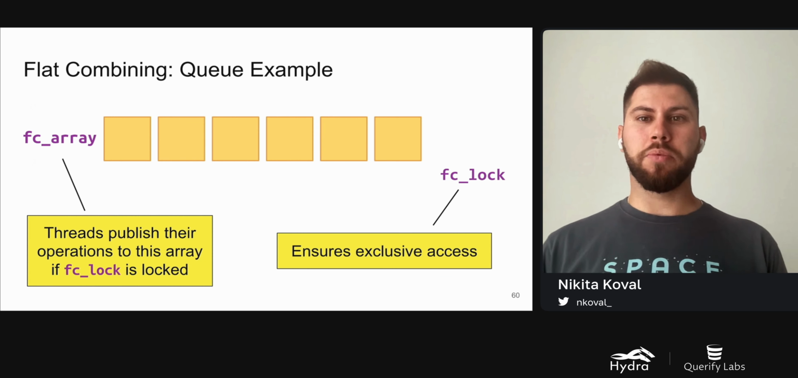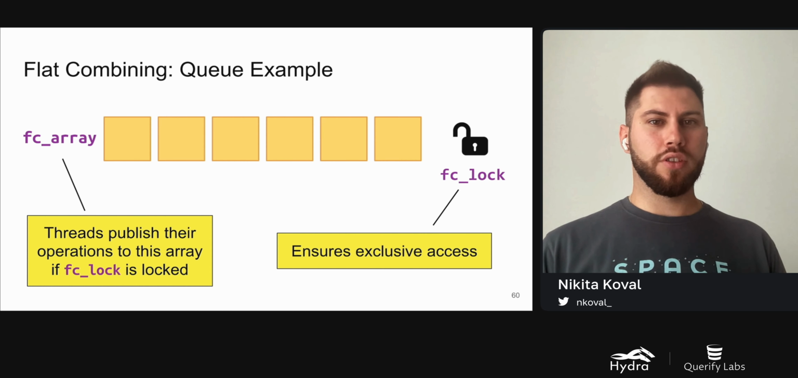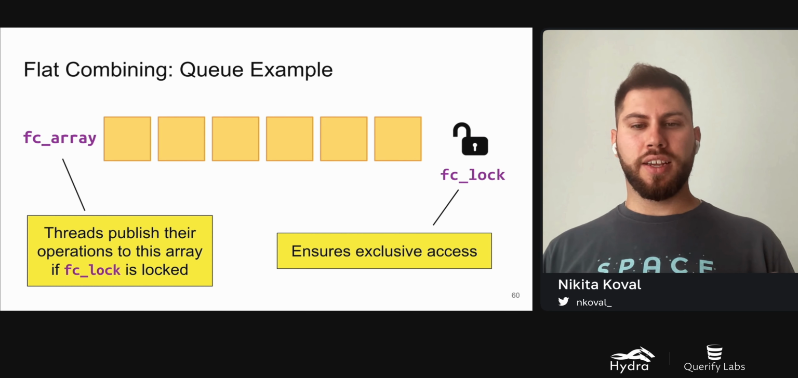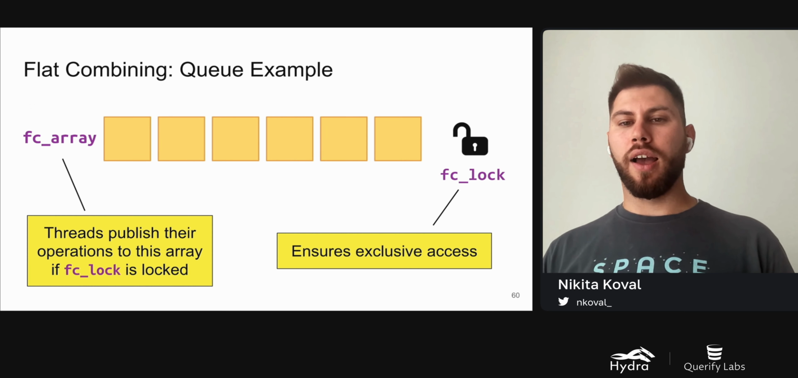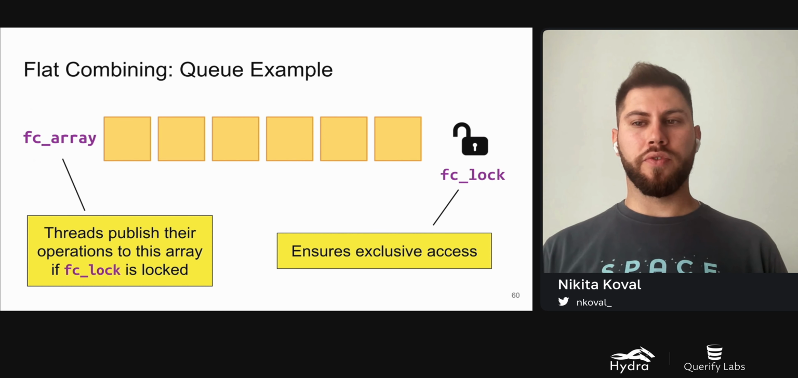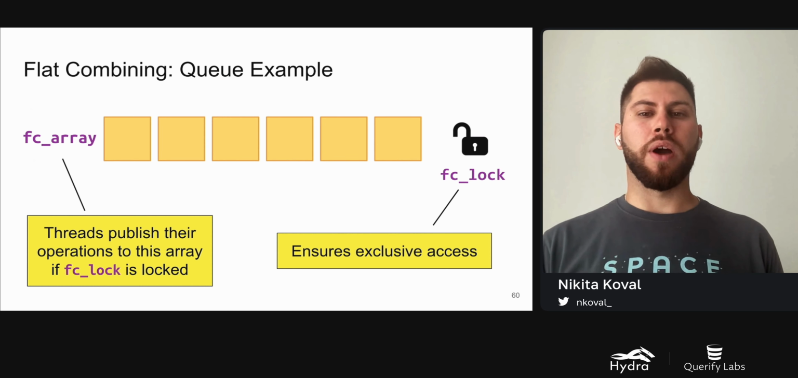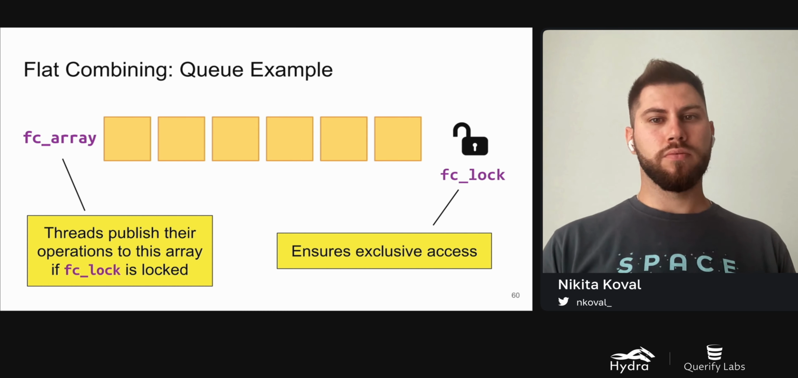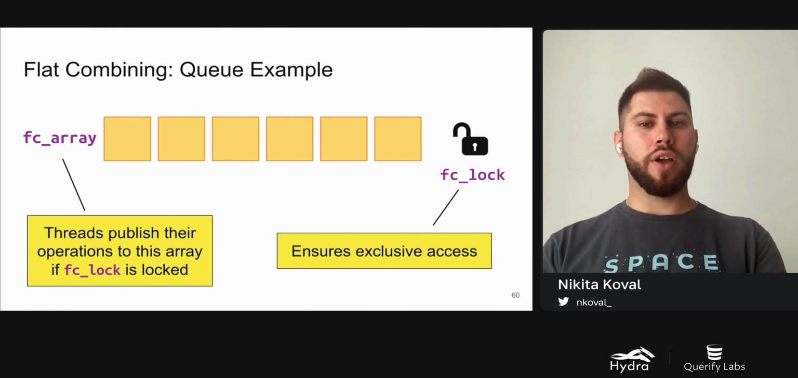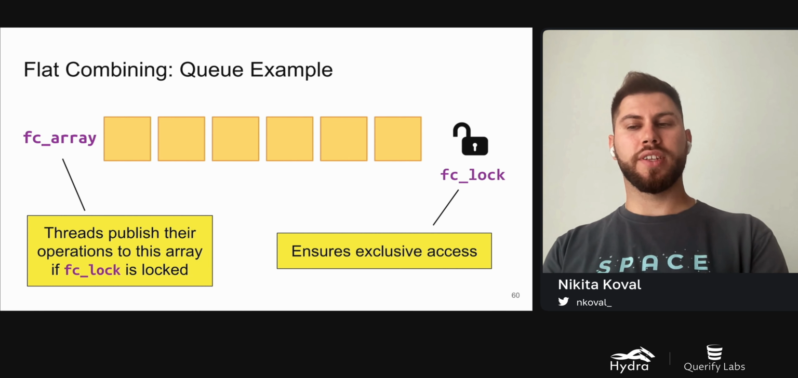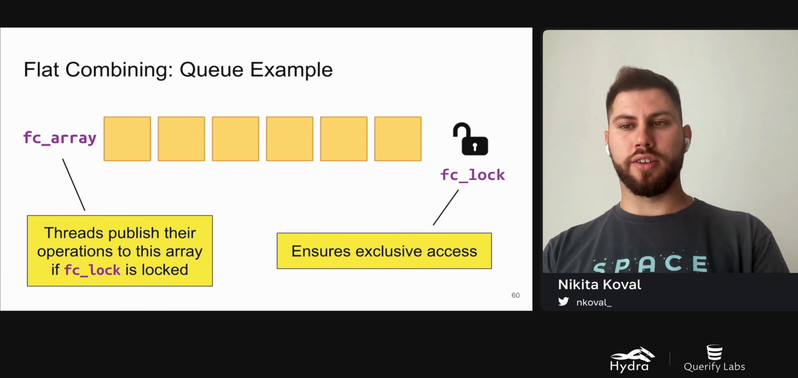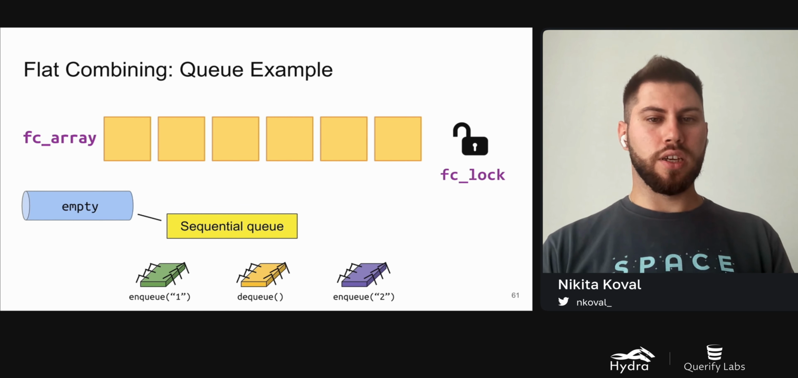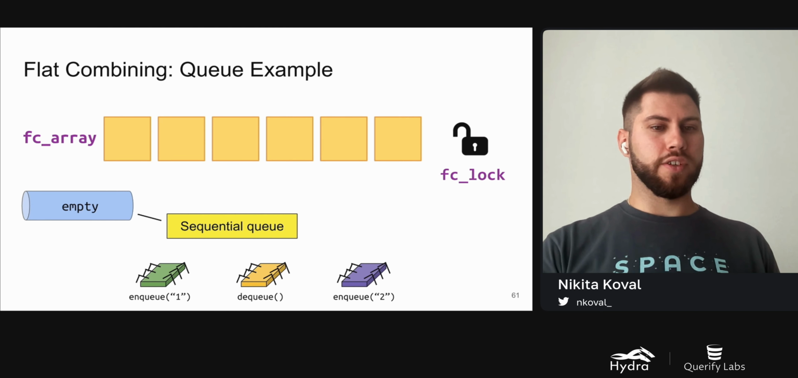Let's take a look at an example. Let's build a queue using the flat combining technique. So we'll have an array, and threads will publish the operation to this special array if they can't be combiners, and they will just try to push the operations to a random slot. Okay. And we'll also have a mutex that ensures the exclusive access to the sequential data structure under the hood, and the thread that holds the mutex is the combiner. So we have a sequential queue here.